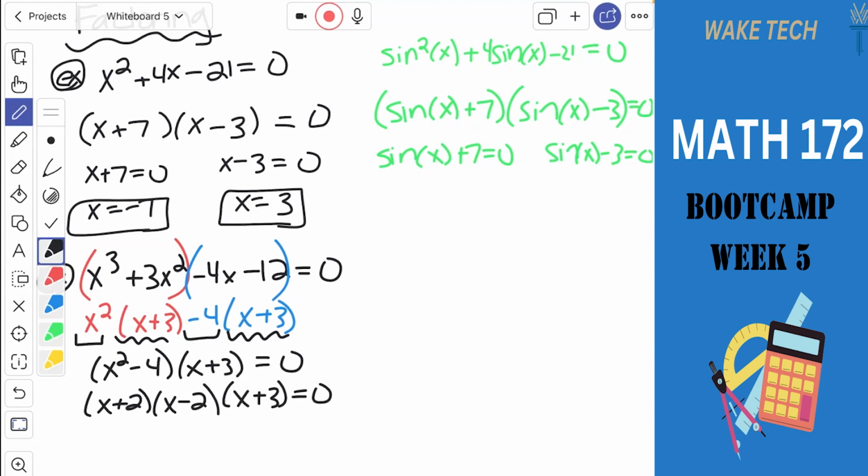And so now that it's fully factored, what we can do is set each factor equal to 0 to solve for x. Again, same sort of ideas to what we did with the earlier one. We just have that additional difference of two squares we can factor. To solve it for x, though, we would get x equals -2, x equals 2, and x equals -3.